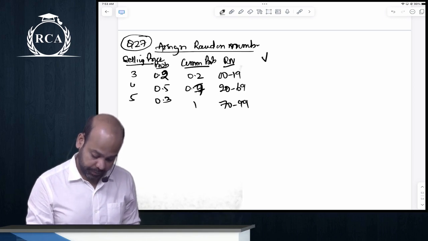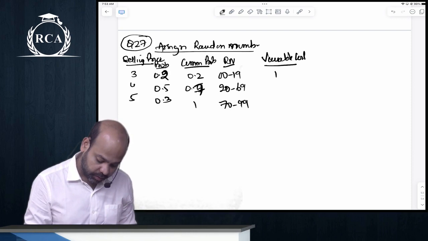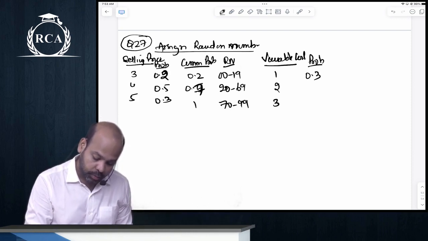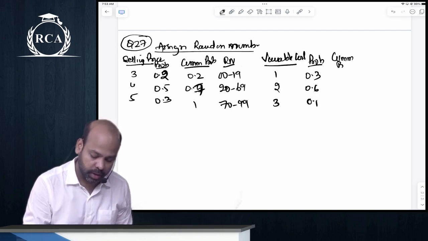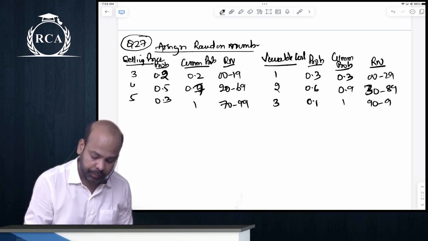Next, beta, is for variable cost. Variable cost, beta, it is 1, 2 and 3. Probabilities are 0.3, 0.6 and 0.1. Cumulative probability, beta, would be 0.3, 0.9 and 1. Random numbers to be allocated 00 to 29, guys. 30 to 89, 90 to 99.